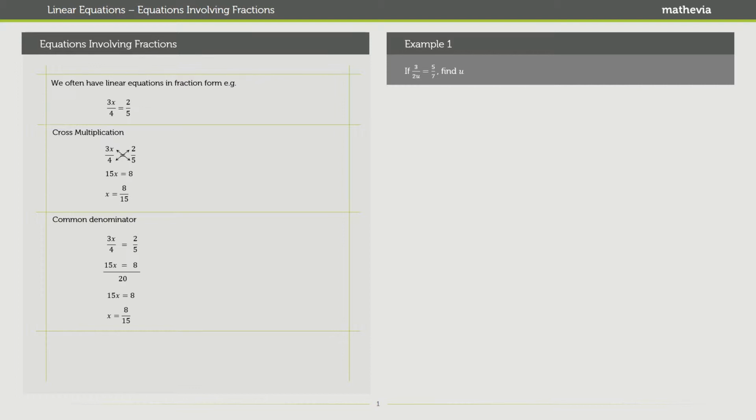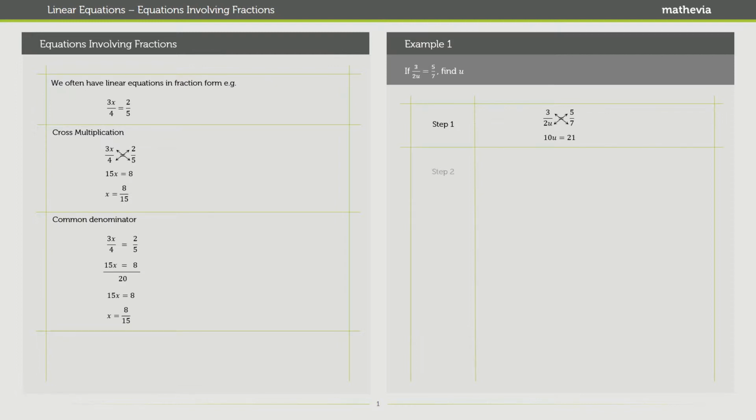If 3 over 2u equals 5 over 7, find u. For questions like this, where we have one fraction on the left and one fraction on the right, I usually prefer cross multiplication. So I have 3 over 2u equals 5 over 7, and I'm just going to cross multiply. So I have 3 times 7 and 5 times 2u, and what I have is 10u equals 21, because 2u times 5 is 10u, and 7 times 3 is 21.